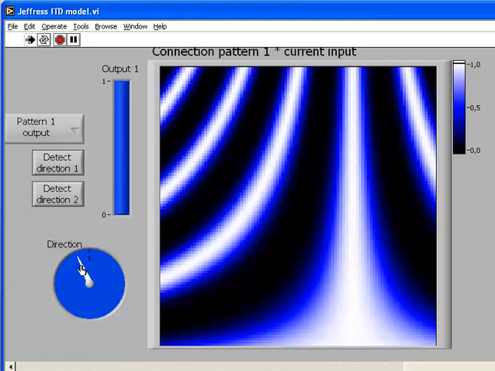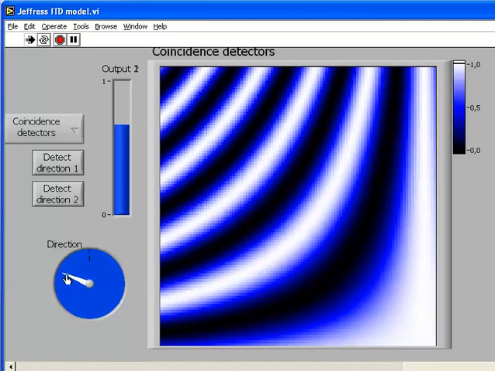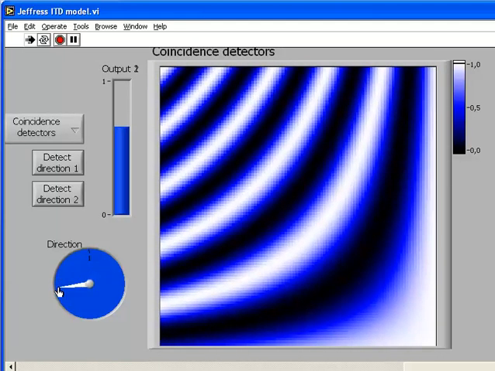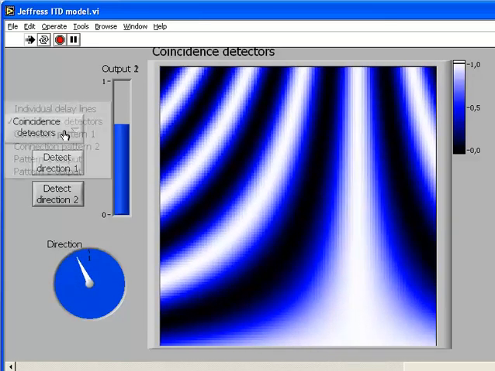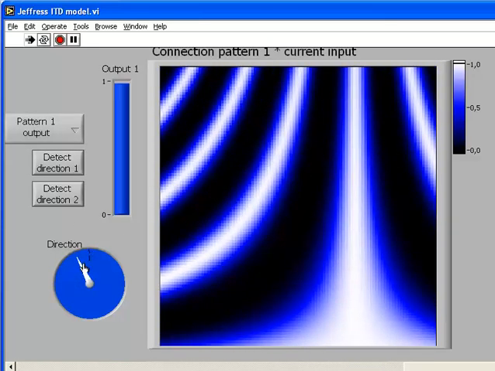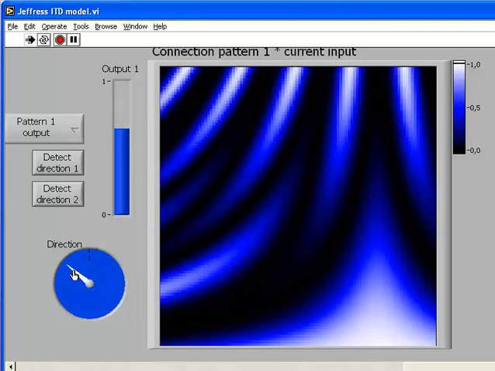If I now move the direction of the sound, so let's move the direction of the sound like this, then of course it no longer matches the connection pattern. If I look at the output, that changes like that. So here is the sum of all the outputs. Here is the activity of each coincidence detector in the delay lines.